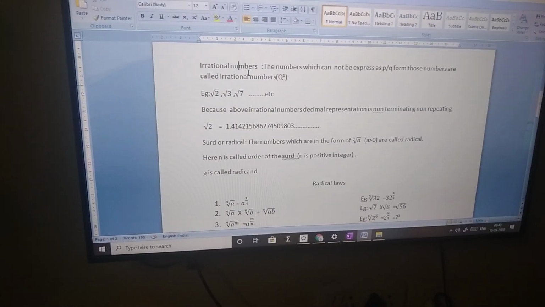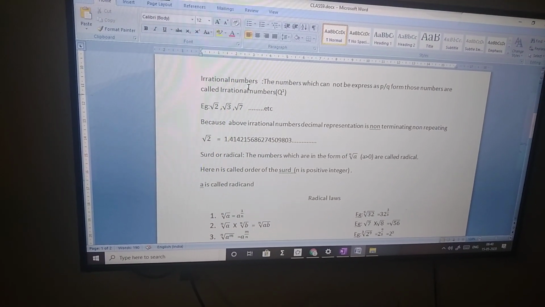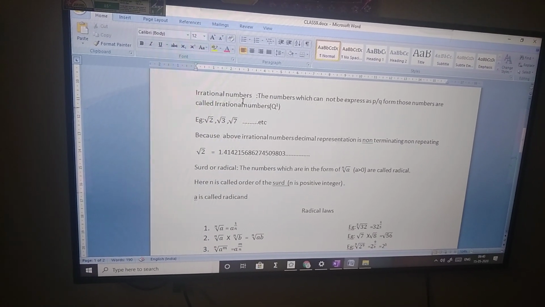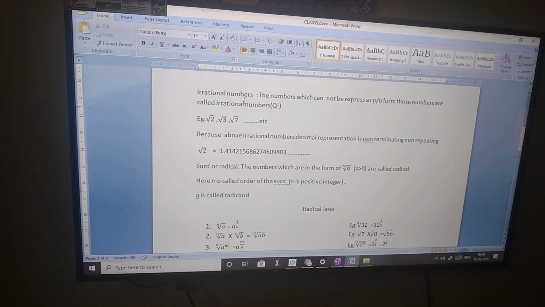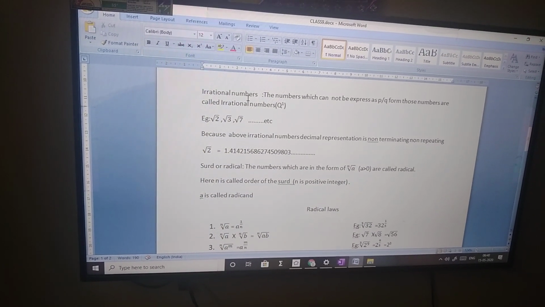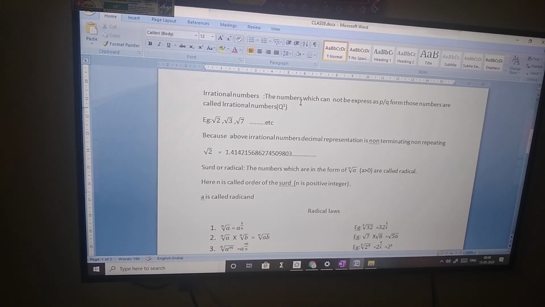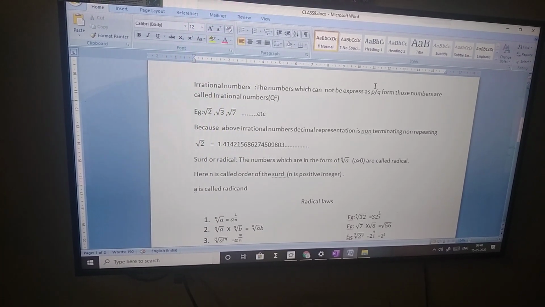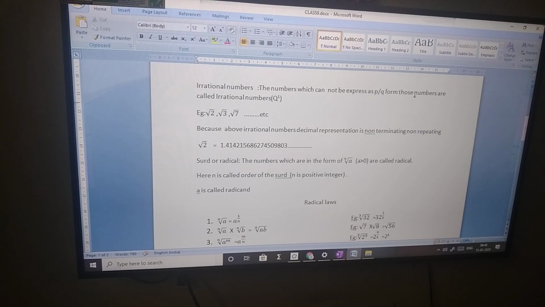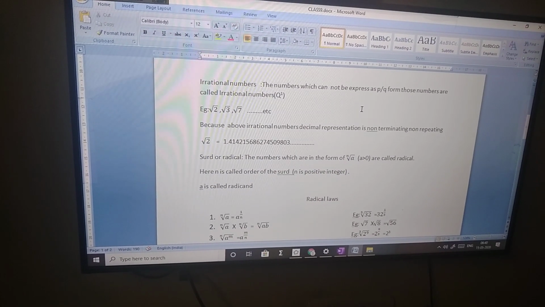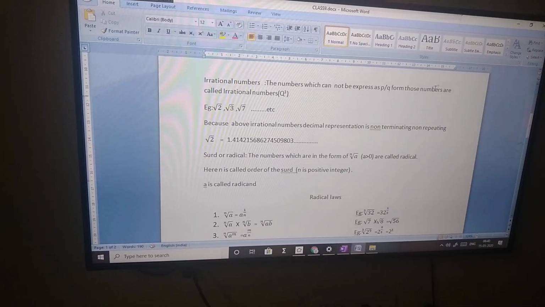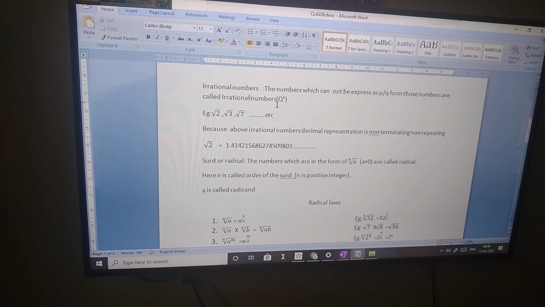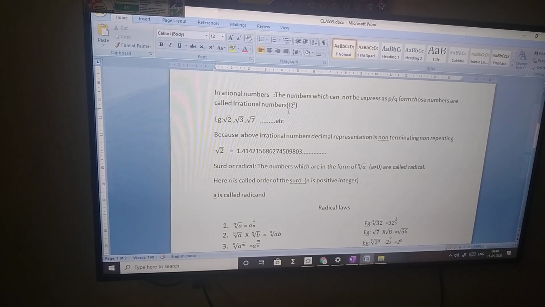Good morning, students. Today we are going to learn a small concept from number system, irrational numbers. Irrational numbers we cannot express as p by q form, numerator by denominator form. Those irrational numbers are represented as Q dash.